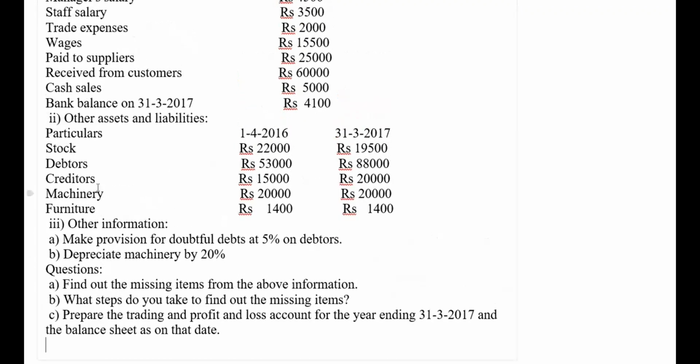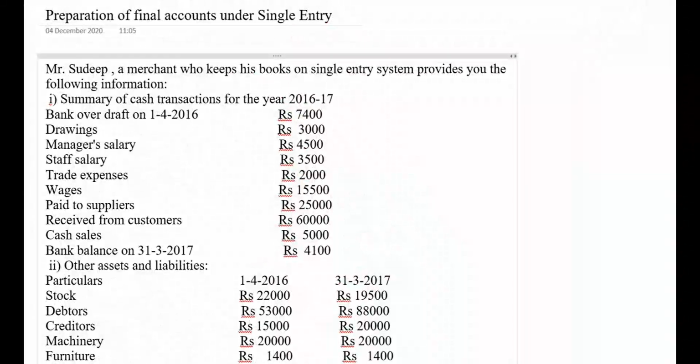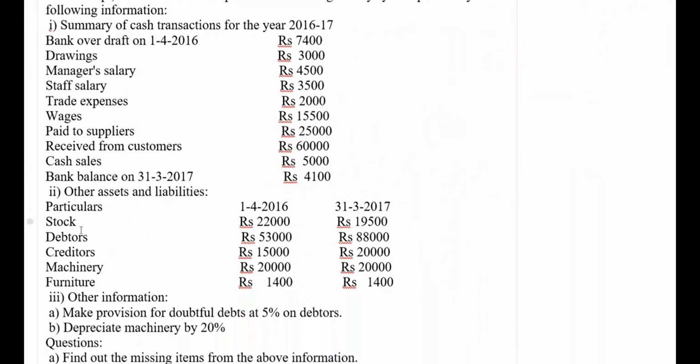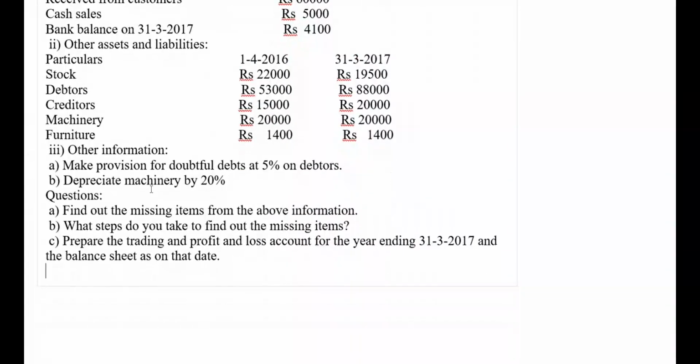So first let's understand the question. The missing items we need to find out: we have not been provided with the opening capital, so we need to find out the opening capital by preparing the opening statement of affairs. Similarly, the credit sales and credit purchases are not provided in the problem. Both can be found by preparing the total debtors account and total creditors account respectively. So now let's go for the solution.